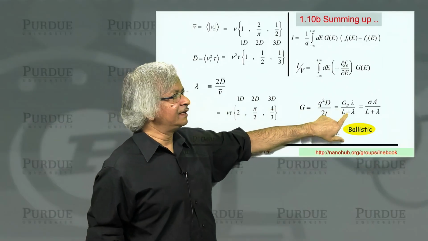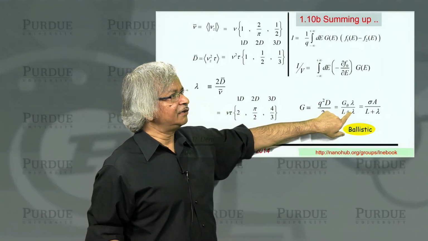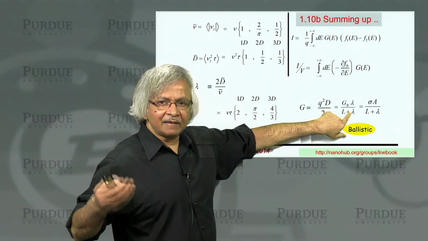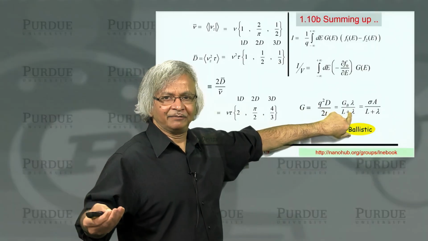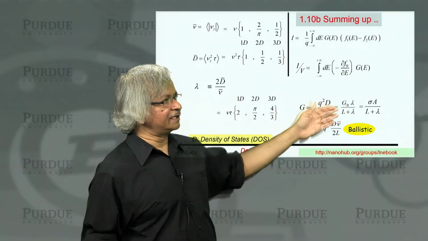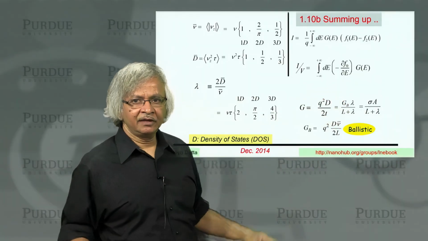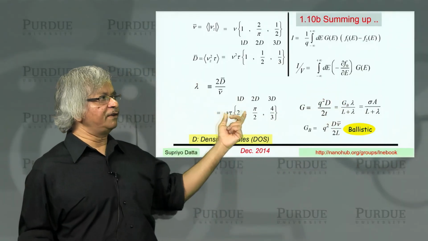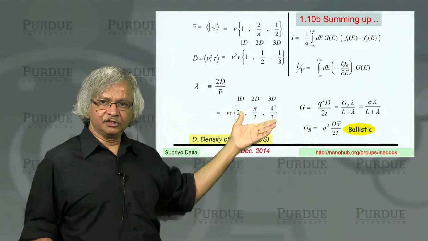It would be like L plus some geometrical factor times lambda, which would depend on the dimensions. But the way we have done it, this is a general expression, and then you redefine your mean free path depending on the geometry. Okay?